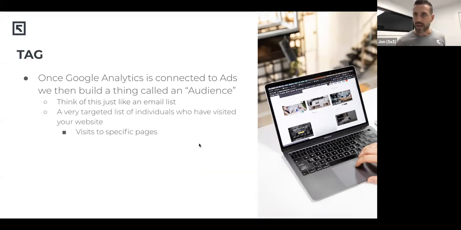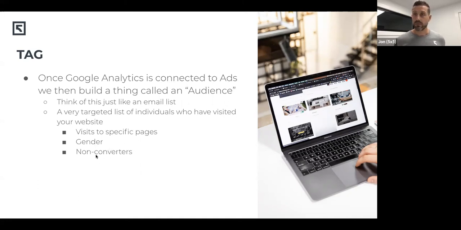And the stuff that they have done could be they've visited specific pages, so you can segment people via, say, services or products, what they've actually done on your website. Even sort of demographic stuff, so like gender, age ranges, physical location. You can do all this stuff and you can build specific lists off that.